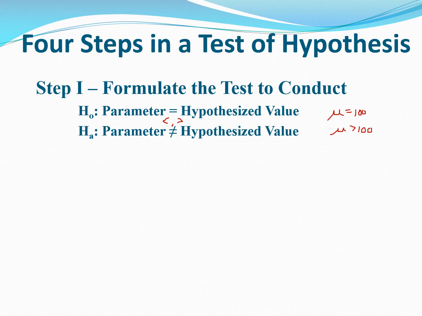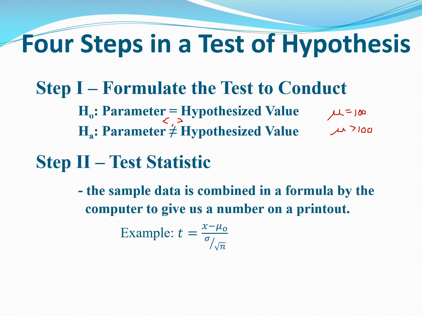Where it does play a role, however, is in the test statistic. And the test statistic, as we said before, is the sample data combined in a formula. The computer's going to do this work for us to give us a number. The last time I went through these notes with you here, I used a symbol that was a Z. Now I'm going to use a T because that's the distribution that comes into play.